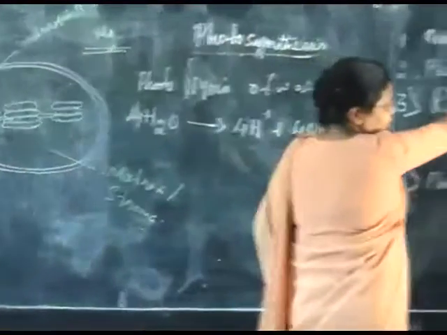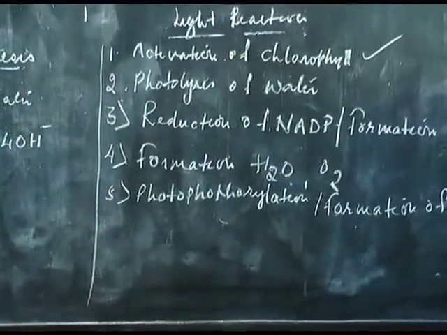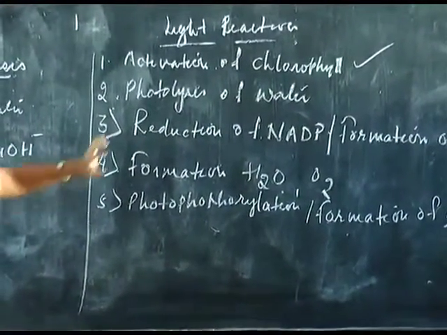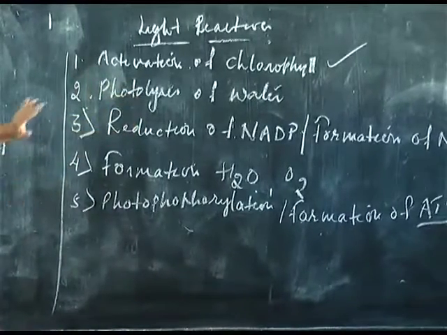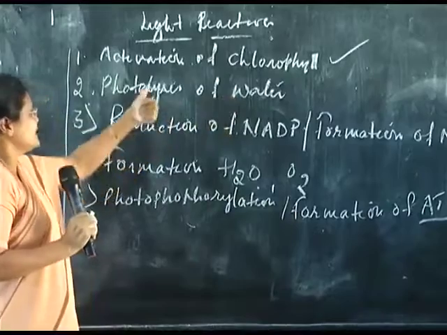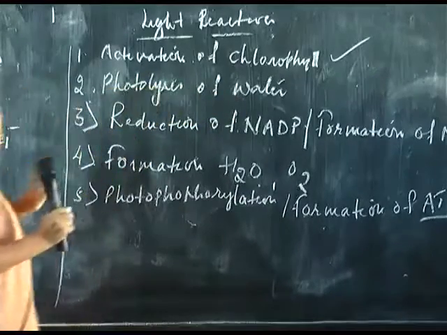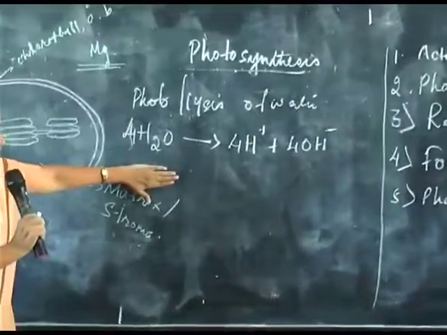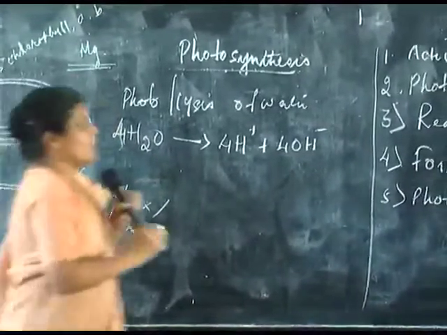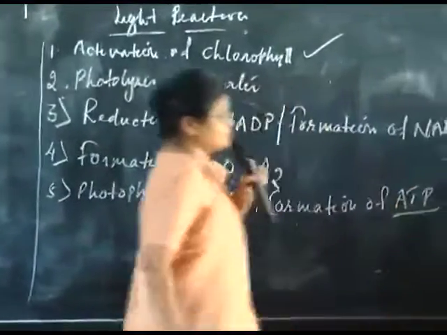First, activation of chlorophyll: the chlorophyll molecules get activated, absorbing the sunlight, the solar energy. After that, using that solar energy absorbed by the chlorophyll, the water molecule is split, that is, broken in the presence of sunlight. Breaking of water in the presence of sunlight is called photolysis of water, and that's what happens here. The next step is the reduction of NADP, or formation of NADPH2.